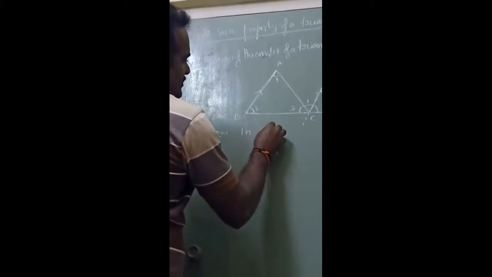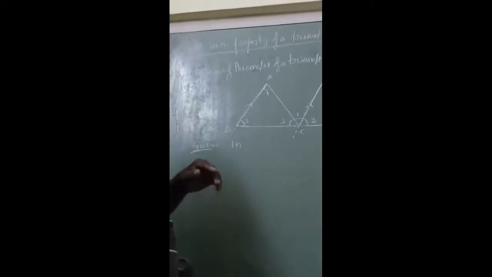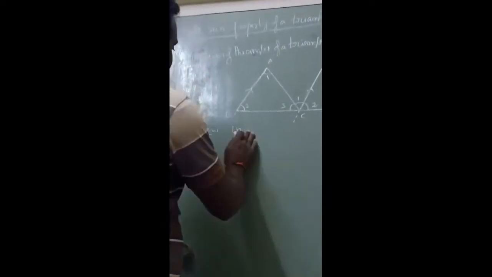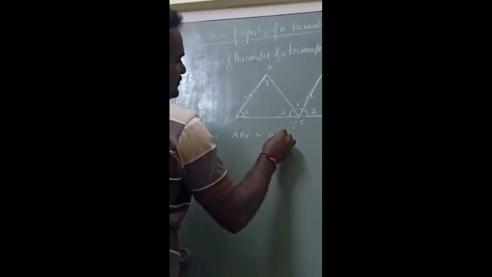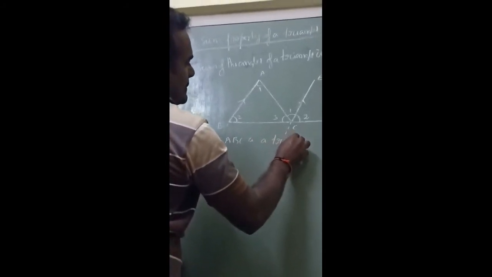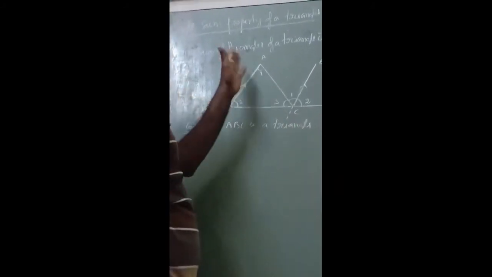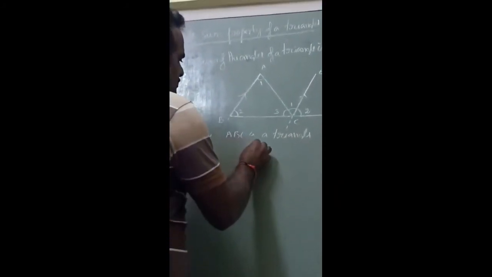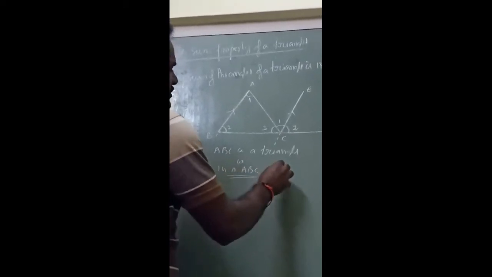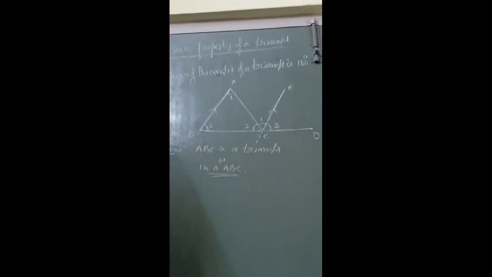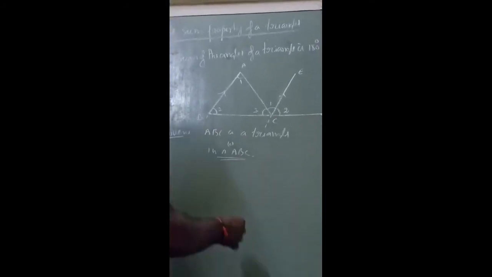Given: ABC is a triangle. In triangle ABC. Next, RTP.